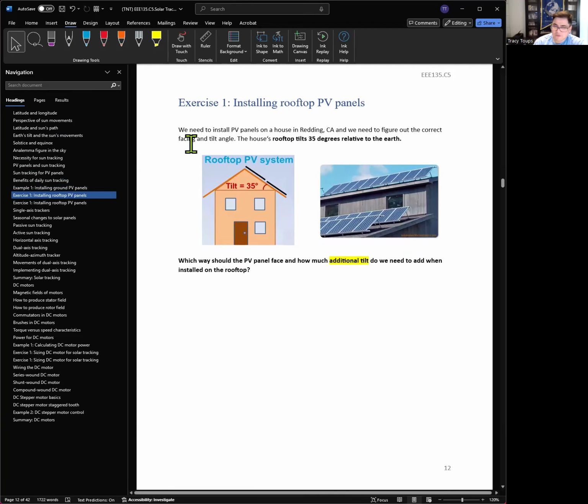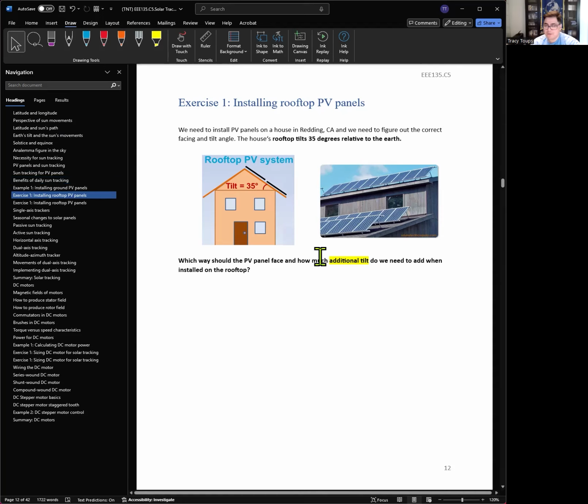Okay, so this is the time where we take our 15-minute break. There's an exercise I want you guys to do in the meantime. It's installing rooftop PV panels. So we're at Redding, California, so a little more north than us. We want to install a rooftop PV system, but we know this house already has a 35-degree tilt for the roof. So think of the house as on level ground. The roof already is tilted 35 degrees, aiming south and north.